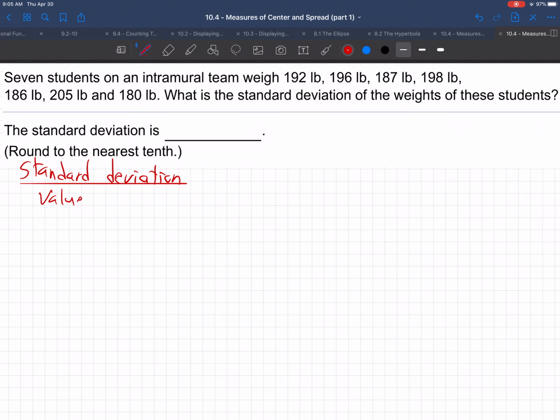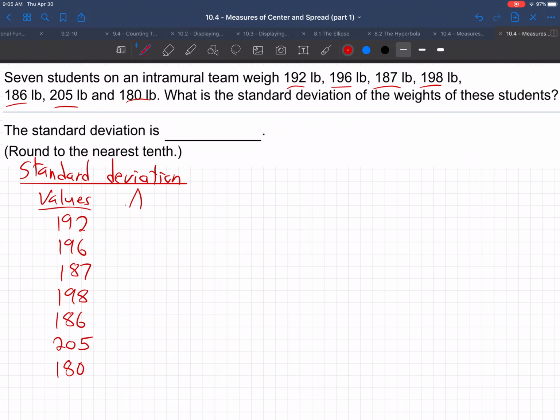So we're going to say the values. So let me just write them right on down here. So what were they? 192, 196, 187, 198, 186, 205, 180, and then we're going to go over here and do their average or mean.